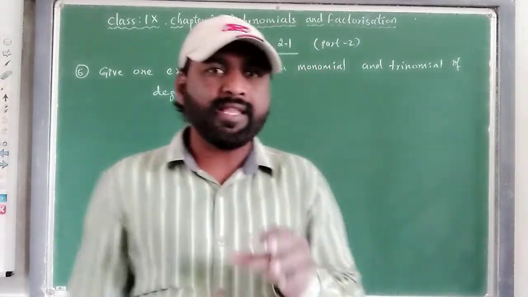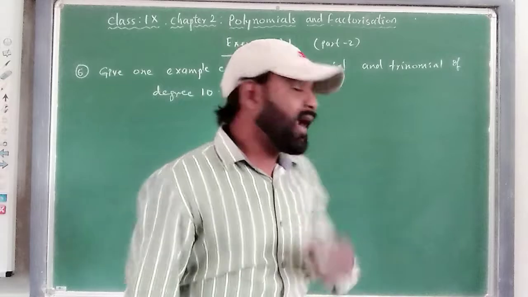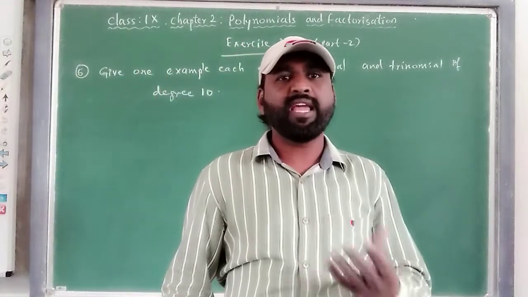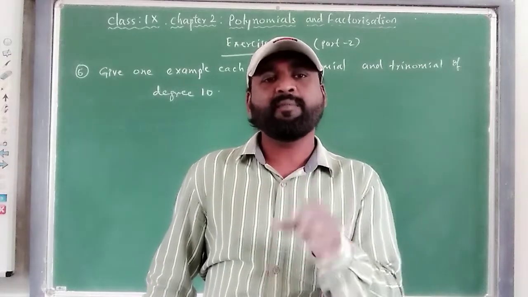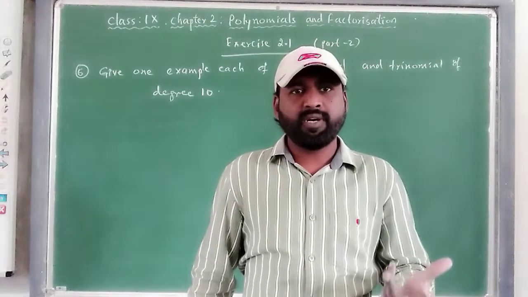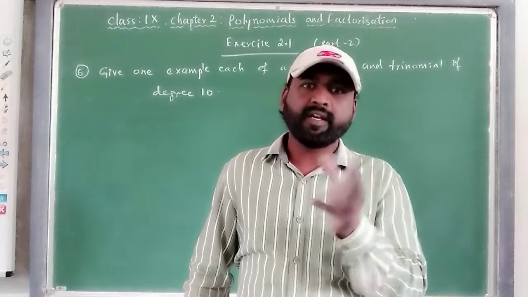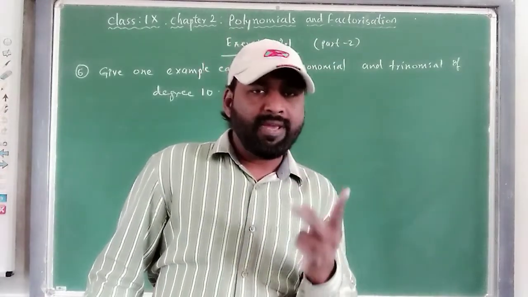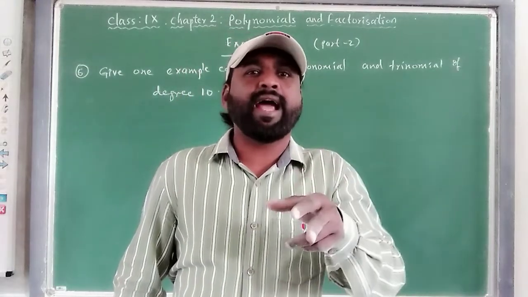We need to write an example of a monomial and an example of a trinomial, and their degree should be 10. Degree is determined by the variable which we are using in writing the polynomial. That variable's highest exponent should be 10. Then we call the polynomial a polynomial of degree 10. We have to write 2 polynomials. One is a monomial, one is a trinomial, and both should have their degree as 10.